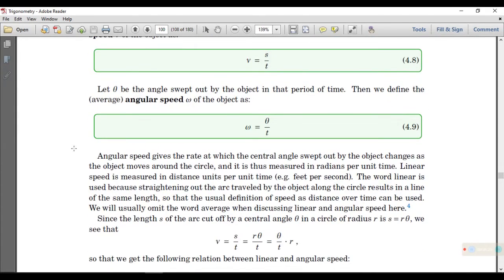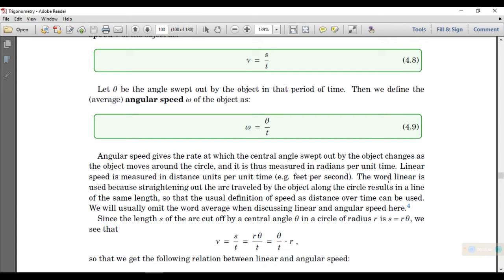So angular speed gives the rate at which the central angle swept out by the object changes as the object moves around the circle, and it is thus measured in radians per unit of time. Wherein ang linear speed naman is measured in distance units per unit of time. For example, feet per second, kilometer per hour, meter per second, centimeter per minute.